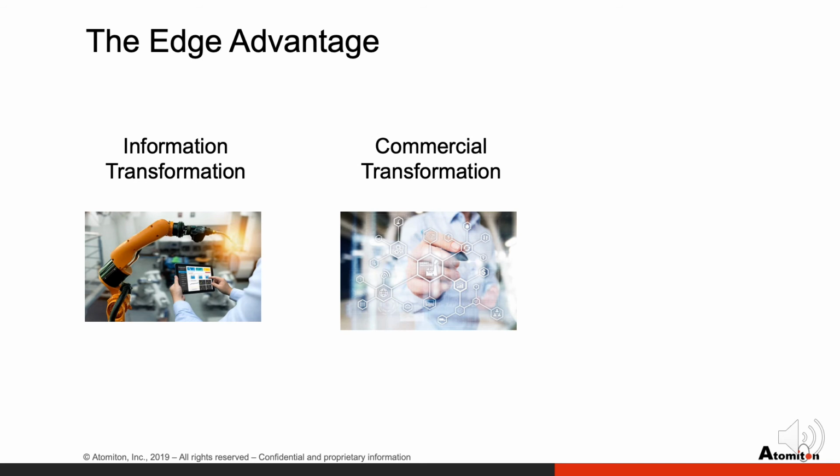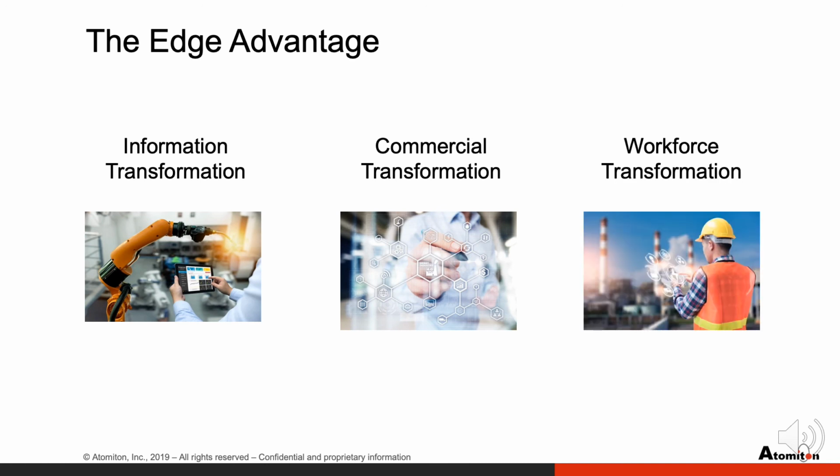Second way is commercial transformation. This operational intelligence from the edge also impacts the entire business in areas such as supply chain decisions when interconnected. Availability of more granular information gained in real time directly from the infrastructure and products themselves enable faster supply chain adaptation and decisions. And the third way is workforce transformation.